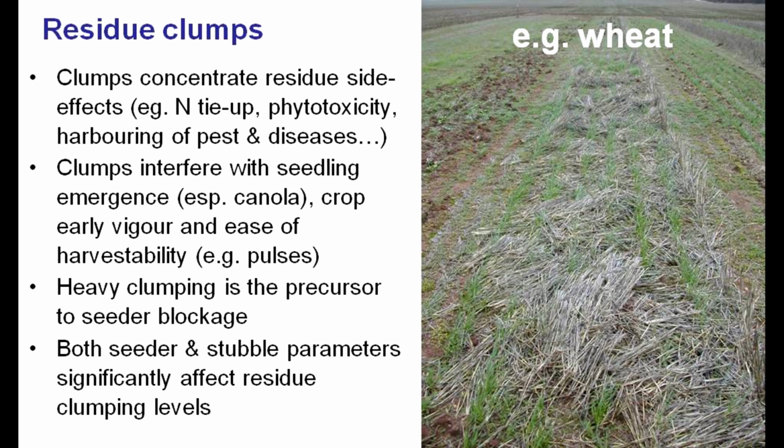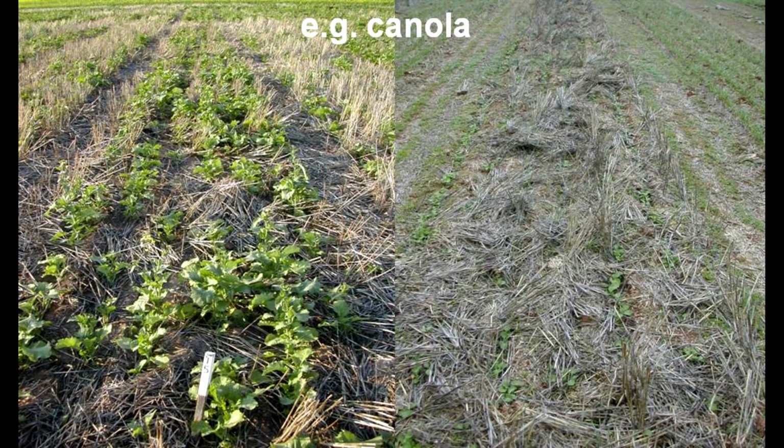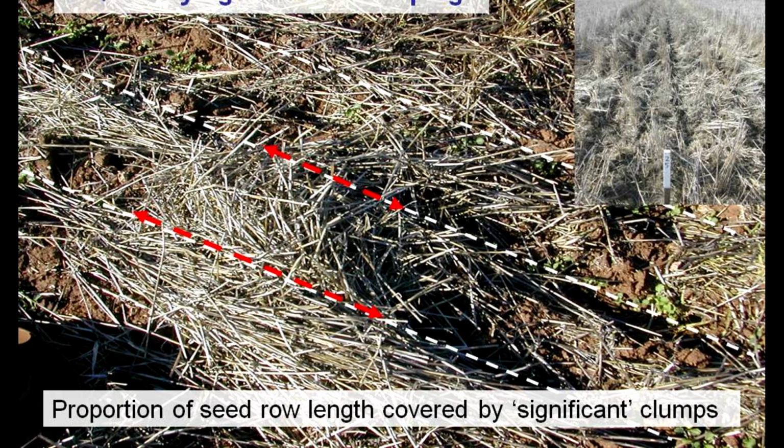So just a visual example of crop emergence affected by clumps. In canola we can get much more patchy emergence, pretty much because of the physical interference of residue clumps over the seed row. And from that, essentially, in research, we can actually try and quantify this clumping impact.